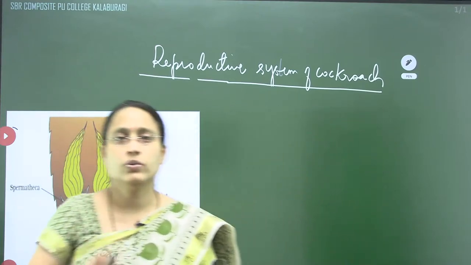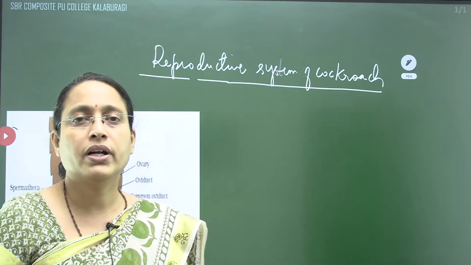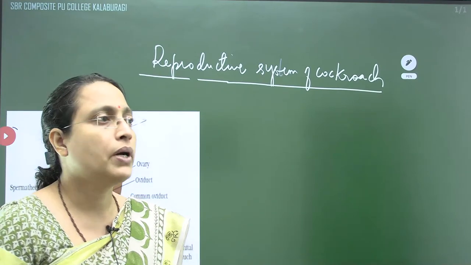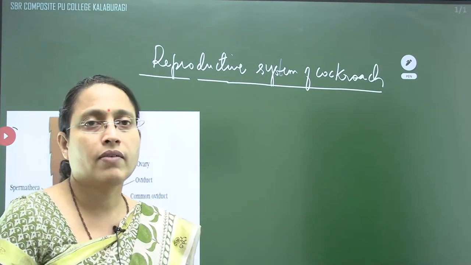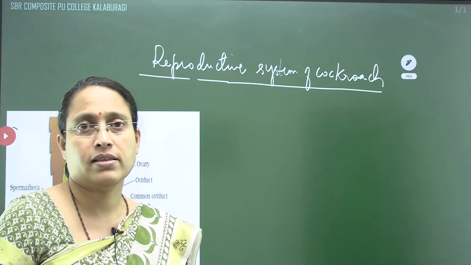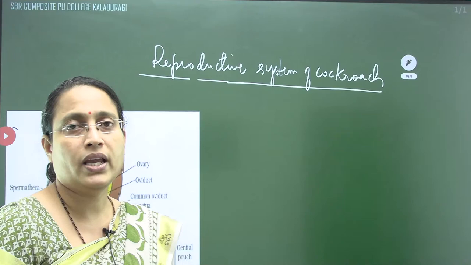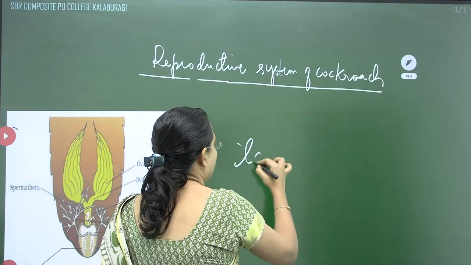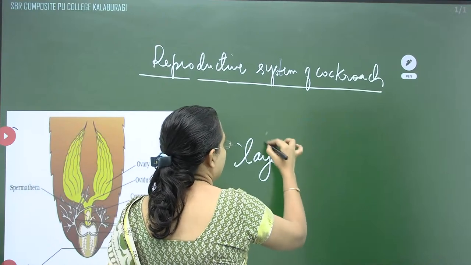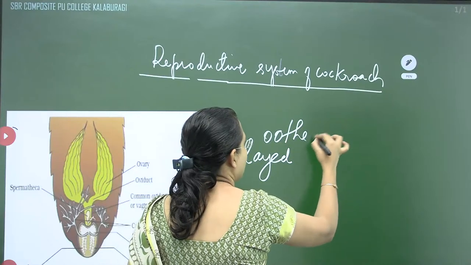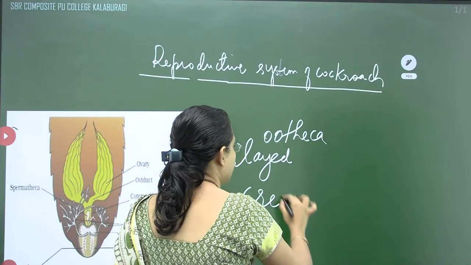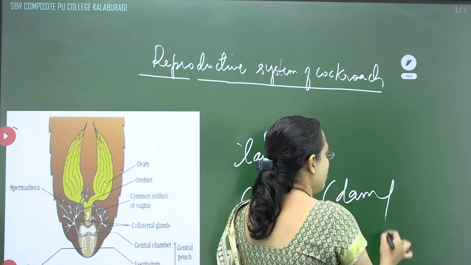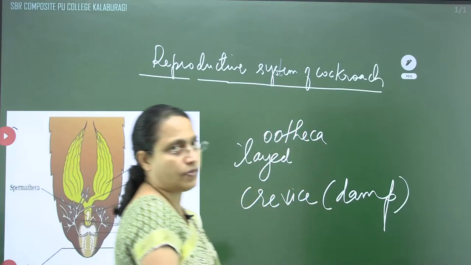Now, the ootheca which is produced, that means the egg case along with the fertilized egg, will be laid in particular regions. For example, in damp crevices, the ootheca is going to be deposited in a safe place. So the ootheca is laid in a crevice, and that crevice is typically a damp place and of course a safer place.